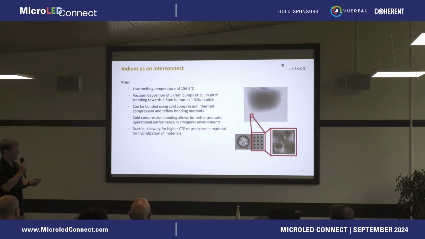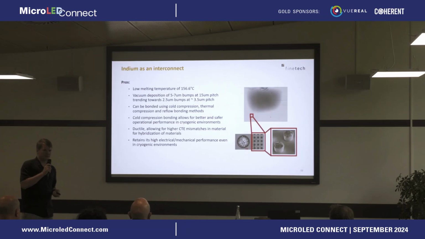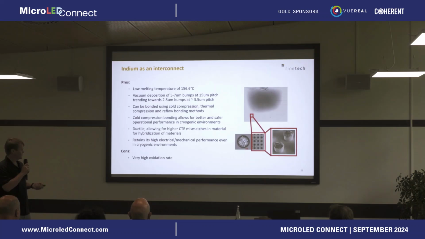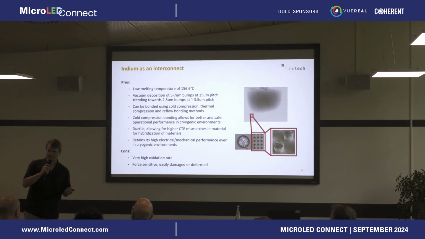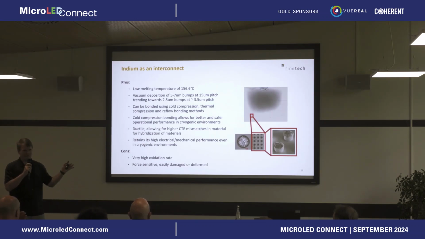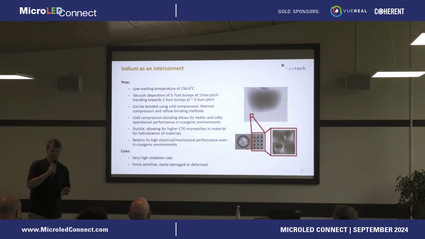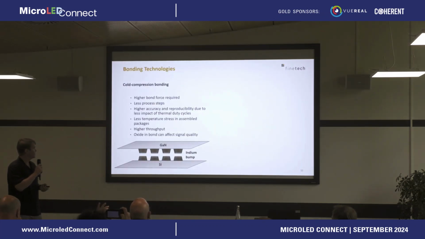And the ductile properties of the metal allow for very good CTE mismatch from GaN and silicon and so on. It retains a very high electrical and mechanical performance at very cold temperatures and superconducting. The cons: it oxidizes, and it's extremely sensitive to work with and easily damaged. So handling and packaging is one of the main things you have to focus on as a production capacity.